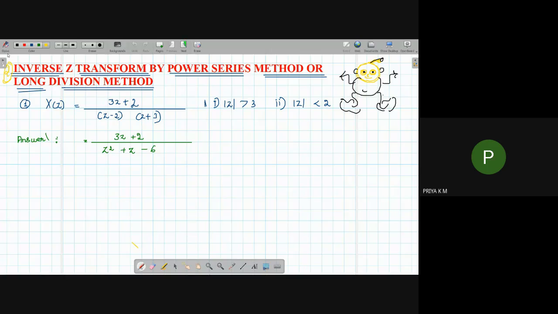Okay. Since it has been a long time after Saturday, you are visiting this Signals and Systems class. In which module are we? We are in the Z transform module. So what did we learn in this Z transform module?